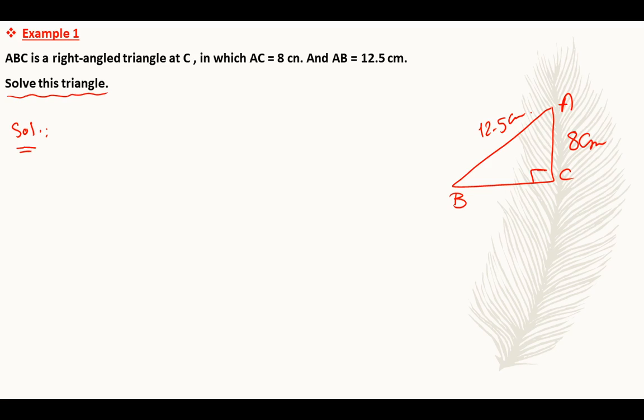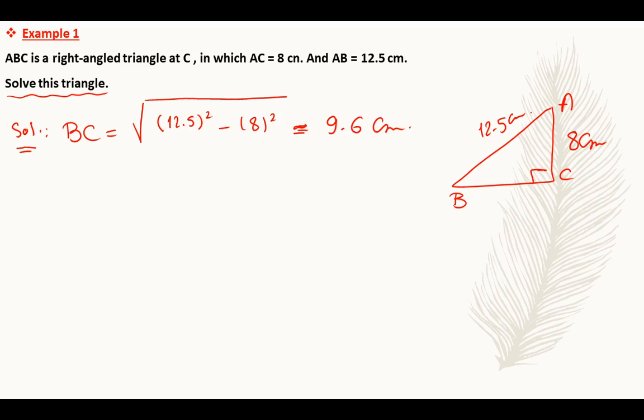Okay? Here we have the lengths of two sides, AC and AB. So we can find BC by using Pythagoras. So BC will be equal to the square root of 12.5 square minus 8 square. By using your calculator, you will find that BC will be approximately equal 9.6 centimeter.